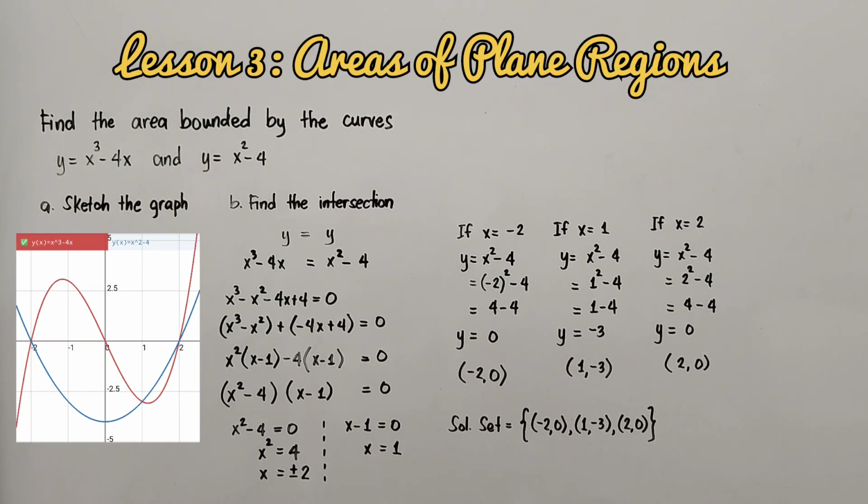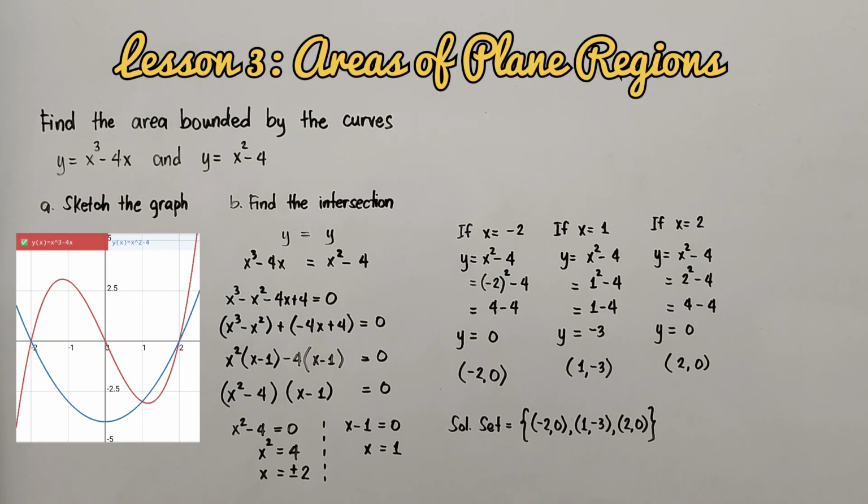x squared equals 4, and by extracting the square root, we have x equals positive or negative 2. For the second factor, x minus 1 equals 0, so our x is positive 1. So we have three values of x: negative 2, positive 1, and positive 2.